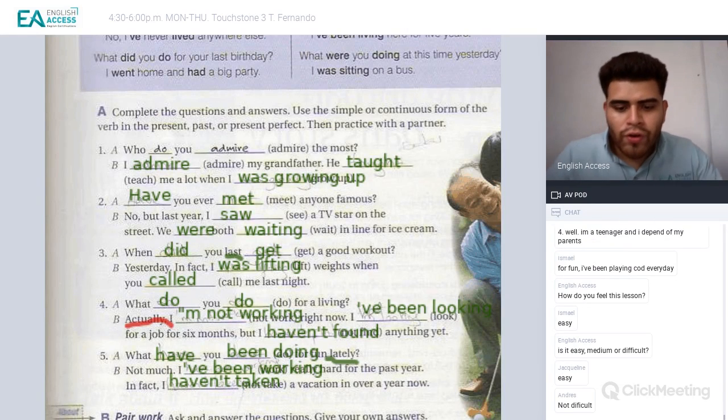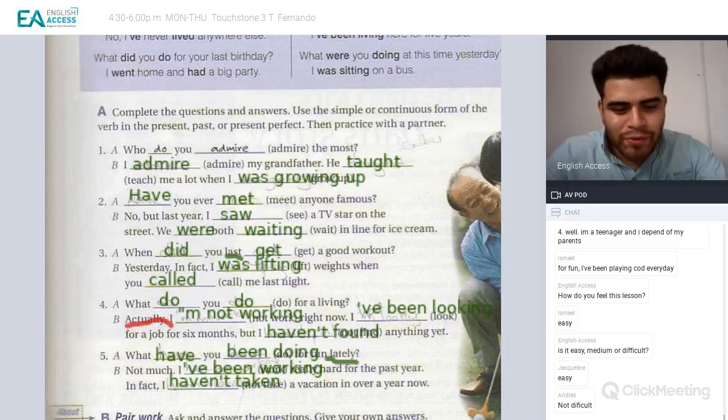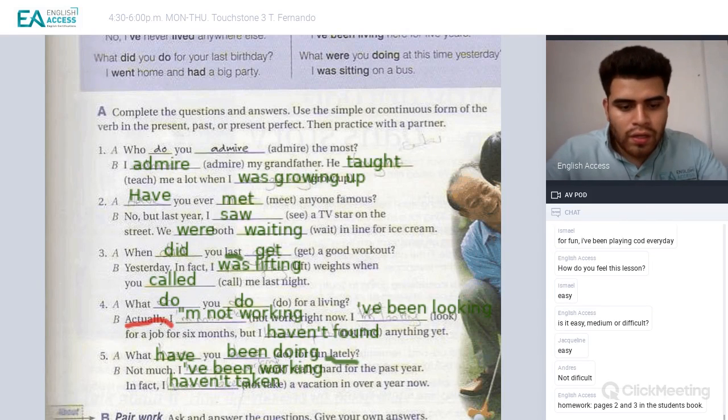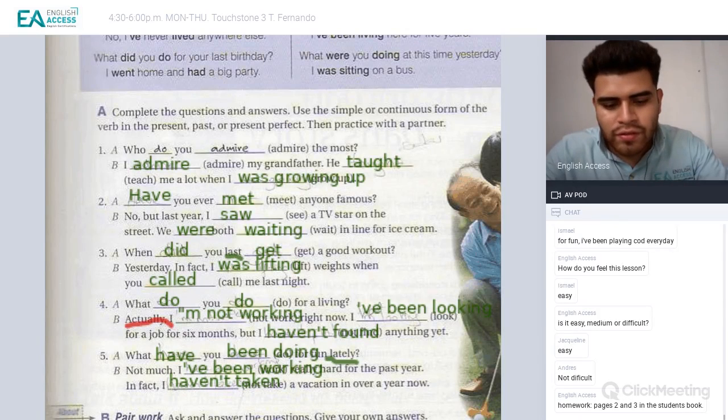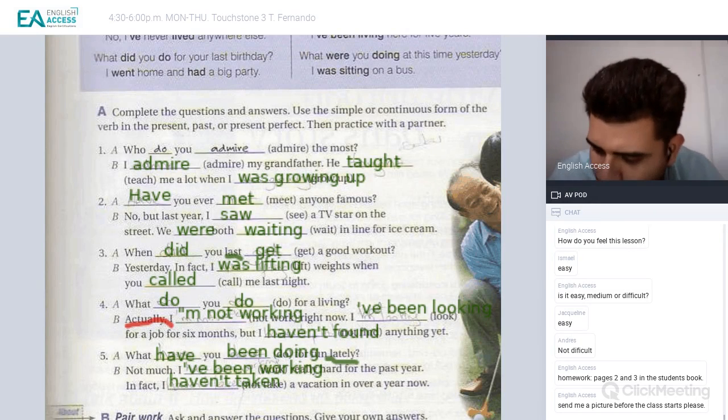Well, for your homework, yes, I'm sorry, you have homework. For your homework, I would like for you to do pages 2 and 3 in the student's book. Send me a picture before the class starts, please. For example, if you do it tonight, you can send it to me tonight. If you do it tomorrow in the afternoon, send it to me tomorrow in the afternoon. But please don't do it while we are in the class because I have to be attending you. Is that okay?